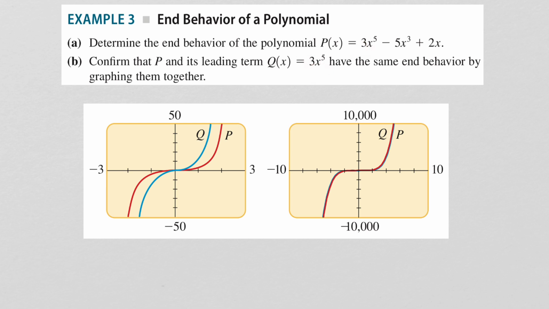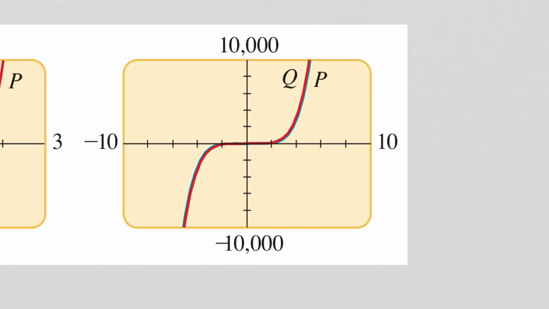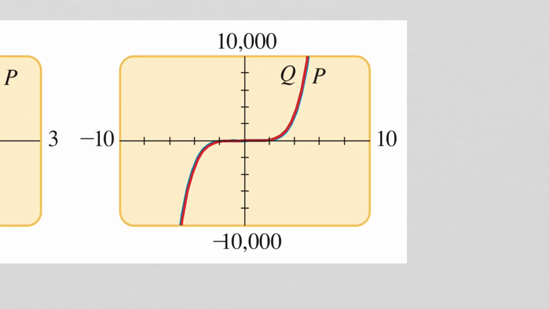And if you zoom out a lot more, so if we zoom out to negative 10 to positive 10 on the x-axis and negative 10,000 and positive 10,000 on the y-axis, you can hardly distinguish the two graphs from each other. You see that? They have precisely the same end behavior.